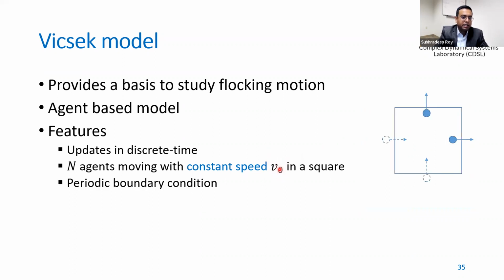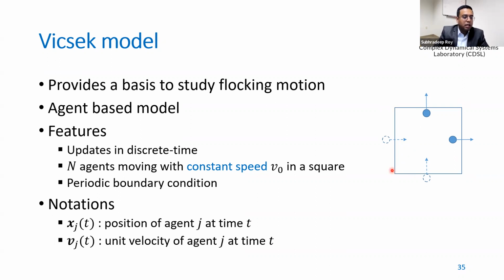The second assumption is a periodic boundary condition. This means if an agent leaves through one side of the simulation arena, it re-enters from the opposite edge. This is as if they're moving on the surface of a torus. That's what the periodic boundary condition is, and it also eliminates the effect of any boundaries.